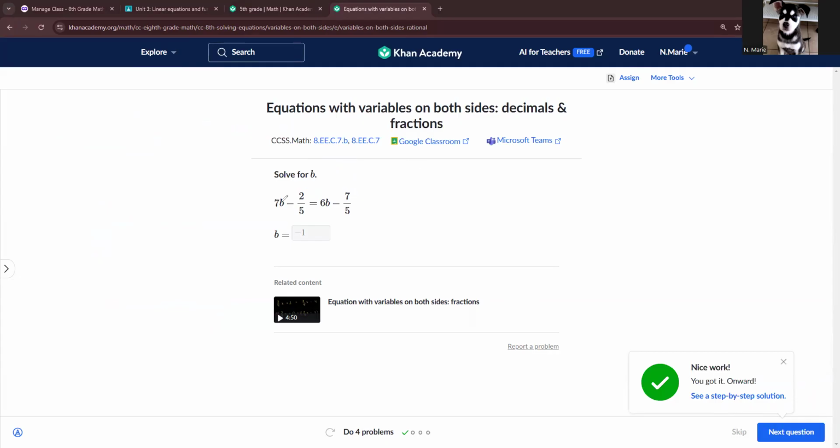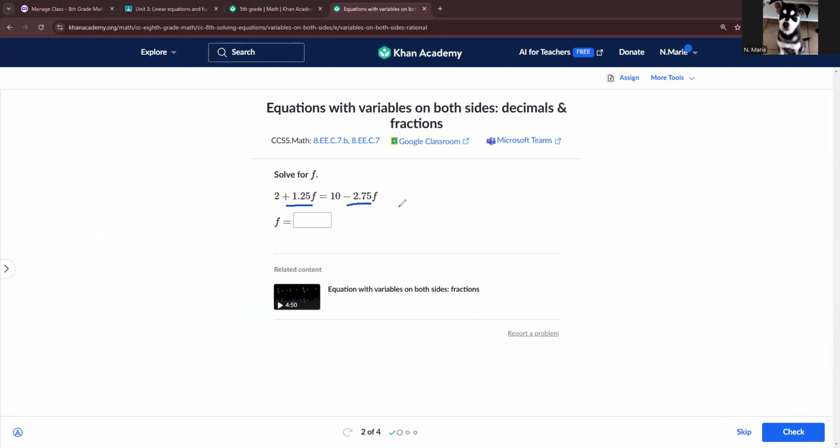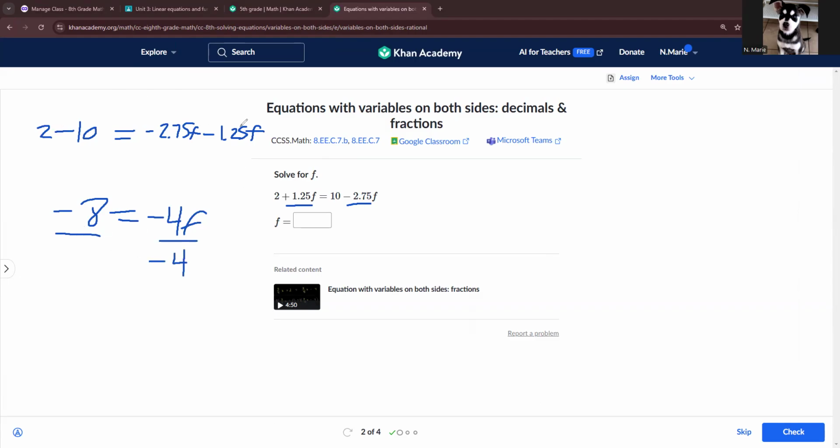All right, so same thing here. We're going to put variables on one side. So I'm going to minus 1.25f to the right, minus 10 to the left. I get negative 8 equals, what is this, negative 3, negative 4f. Divide both sides by negative 4, right? You can see that this multi-step turned into a one-step equation that you learn from 6th grade math, right?